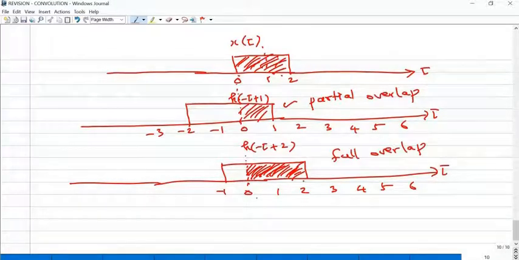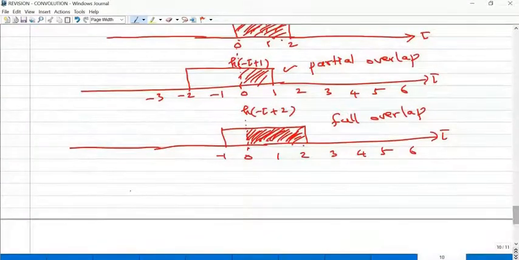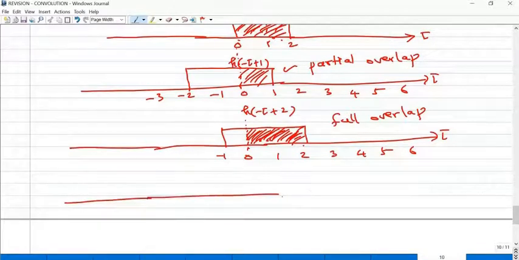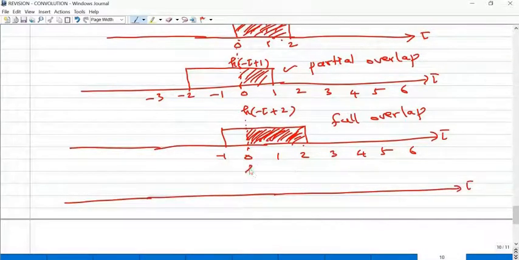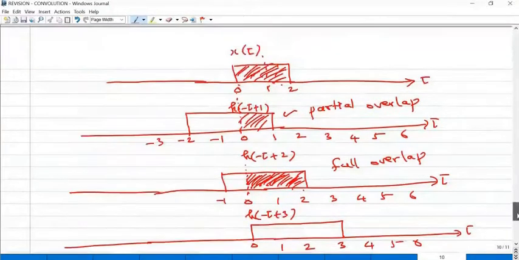Next, further you sketch the signal minus tau plus 3. Can you draw the signal for minus tau plus 3? So 0, 1, 2, 3, 4, 5, 6. So the signal is from 0 to 3. Now check your signal. 0 to 2 only will get overlap. Still your x of tau completely will get overlap. So in this case also you will get full overlap.